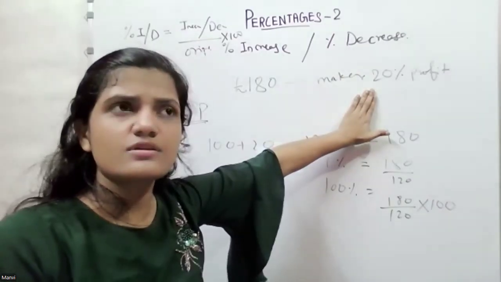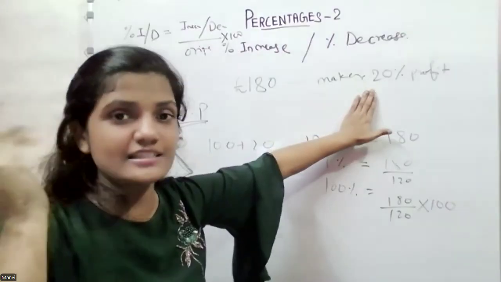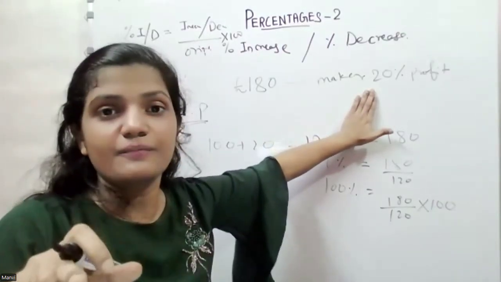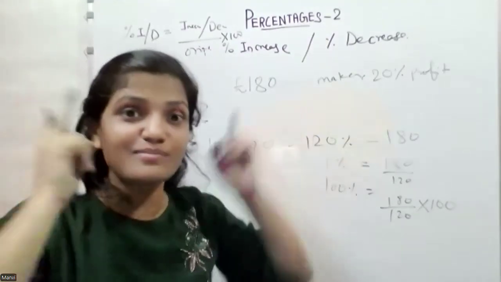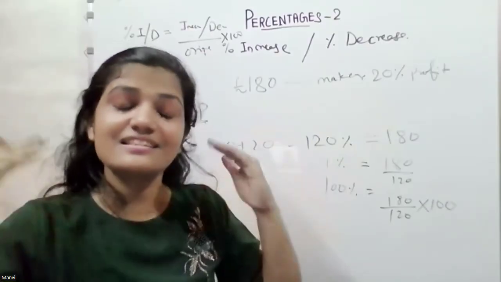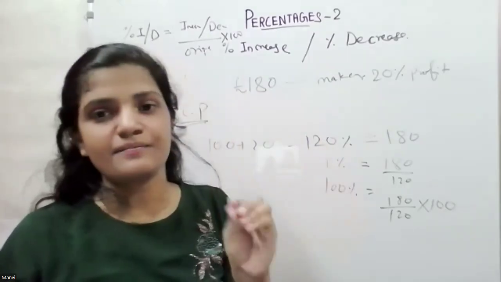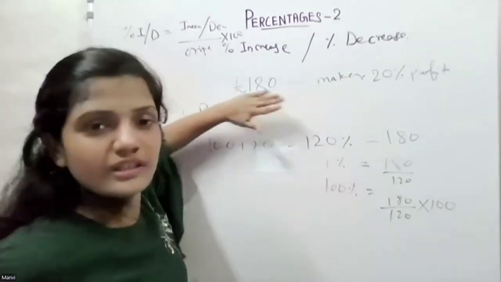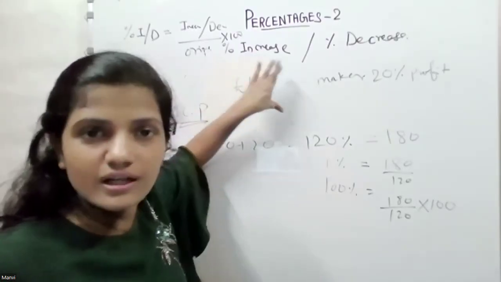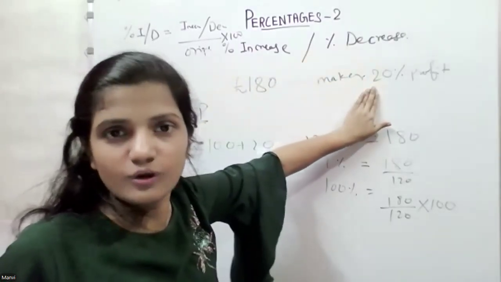Cost price is always 100. This 100 must fit in our mind. This is not written anywhere. These things must come to your mind automatically, that 100% is cost price. So they just give this value, 180 is the selling price, whatever amount they sold the car for, making 20% profit.